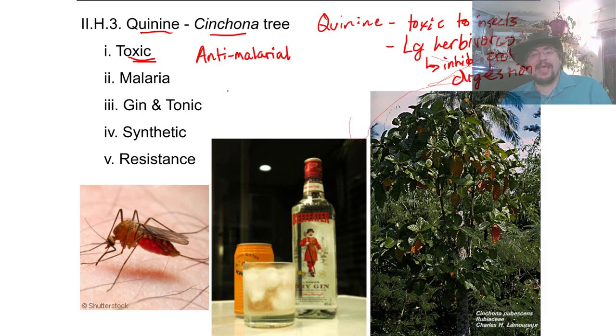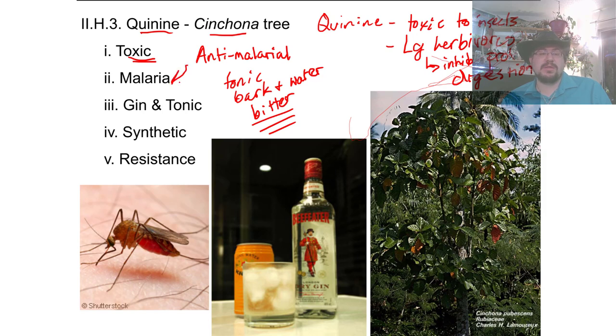As far back as the 1600s CE, Incas were treating malaria with a tonic from the cinchona bark soaked in water. It was bitter as all get out, but it was anti-malarial, which is pretty cool.